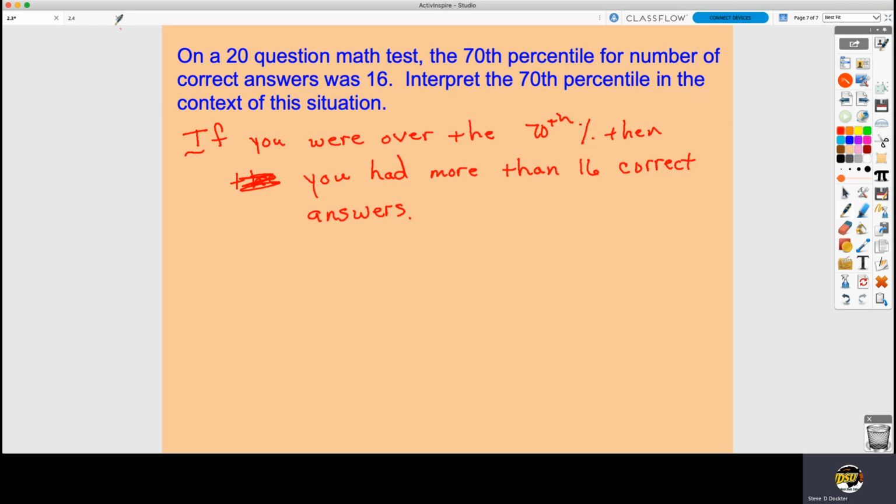So that is 2.3. For these, you just have to say what it means. That's all this question is asking here. You're going to see these in the homework. Just say what the 70th percentile means. Just put it into words.